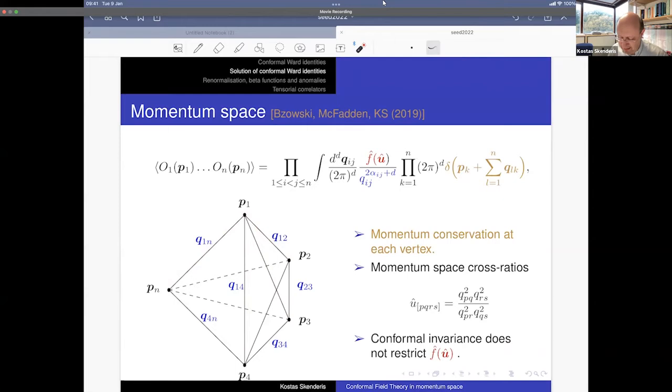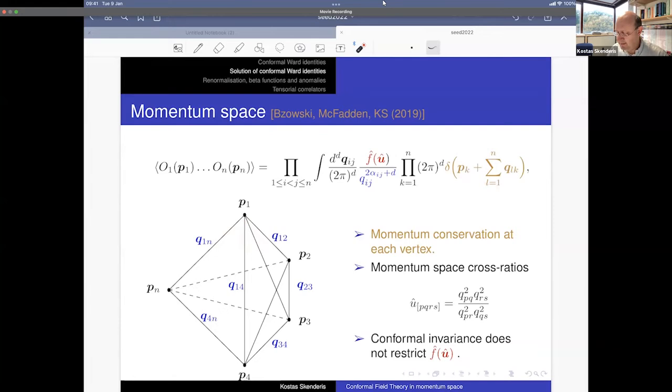And now for each line that joins two vertices, we introduce a momentum, which we label by which vertices it joins. So q12 is an internal momentum that joins the vertex 1 with the vertex 2. q23 joins the vertex 2 with the vertex 3, and so on. You introduce all such possible momenta. Then you integrate over all such internal momenta. And at each vertex, you have momentum conservation. So if you sum up all the momenta that come to this vertex, you get zero. So this is this factor here.